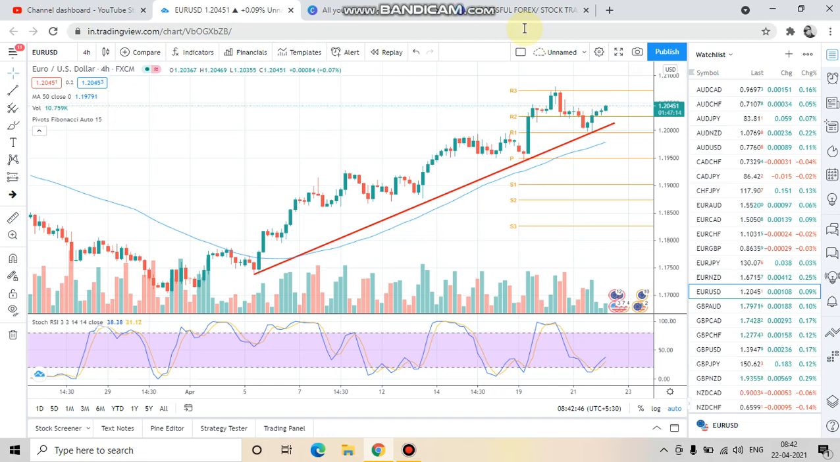So do not worry, wait for some time. Let the market come down to the trend line, take support, and then you can go for a buy. Do not compromise with the discipline. That's it. This is the analysis of Euro USD.